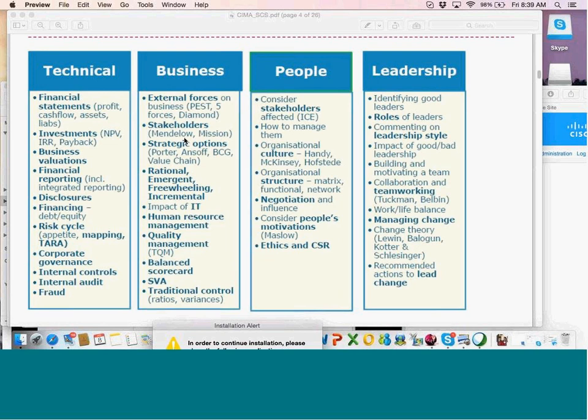This is not only just simply debt and equity, but other types of financing as well. You need to think about more creative types of financing. You need to think about that as well, right? Now look at the risk cycle. We use the risk cycle, the remapping, the TARA model. Right? If you remember the TARA model? Yes. The transfer, avoid, reduce and accept.